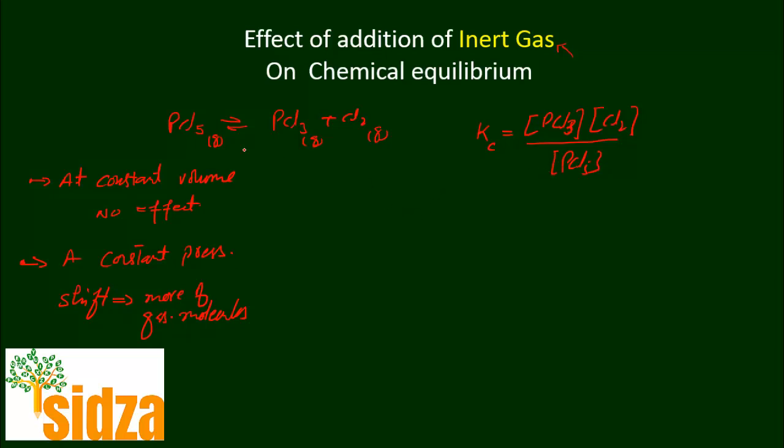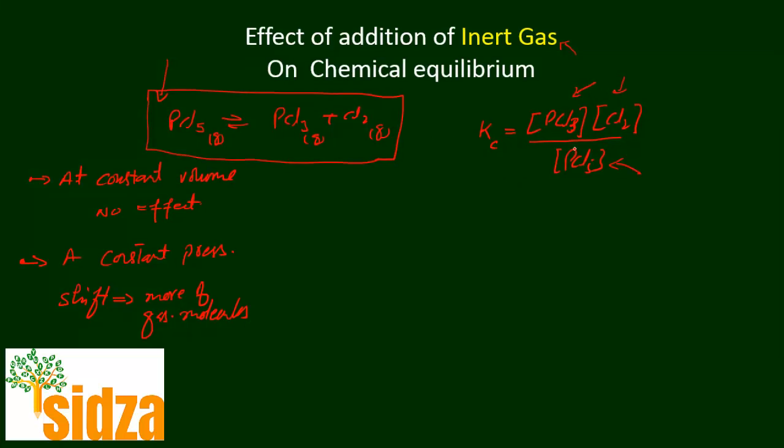Now suppose we have a system in a closed vessel, and we are adding a gas which is inert, which doesn't react with any of those components, but we don't change the volume. The volume of the container remains constant. So when the volume remains constant, the molar concentrations at the equilibrium state will not change. The molar concentrations of PCl3, Cl2 and PCl5 don't change because we have a constant volume, correct? So when the volume is constant, the molar concentration of each component remains the same.